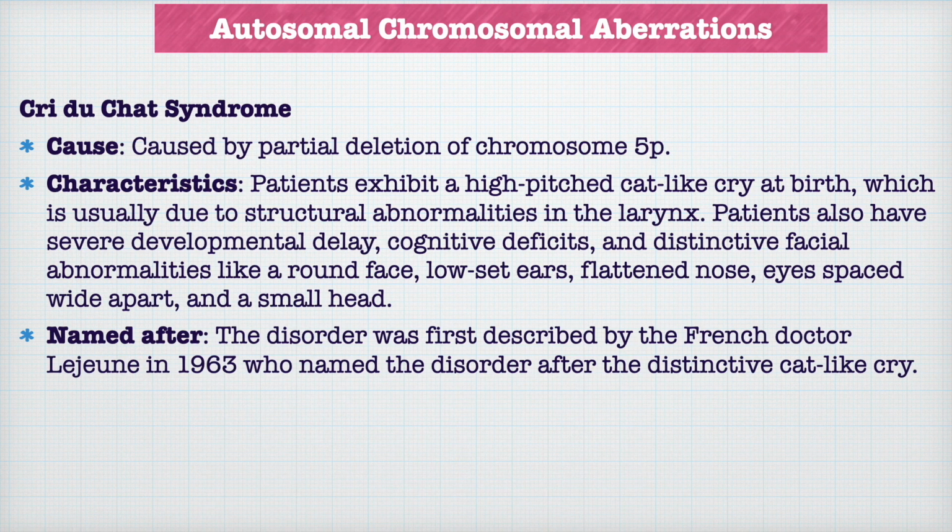Autosomal chromosomal aberrations, Cri-du-chat syndrome. Cri-du-chat syndrome, also known as 5p- syndrome, is a chromosomal condition that results when the short arm of chromosome 5 goes missing. It is a structural chromosomal aberration of deletion type. Cri-du-chat syndrome patients have severe developmental delay, cognitive defects, and distinctive facial abnormalities like round face, low set ears, flattened nose, eyes spaced wide apart, and a small head. Infants with this condition often have a high-pitched cry that sounds like that of a cat due to structural abnormalities in the larynx. The French doctor Lejeune described the disorder first in 1963. Cri-du-chat translates to cry of the cat in French.